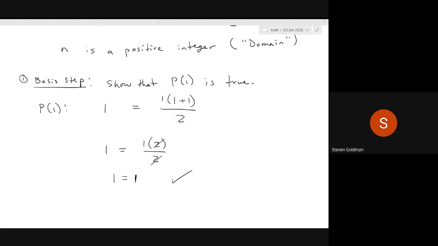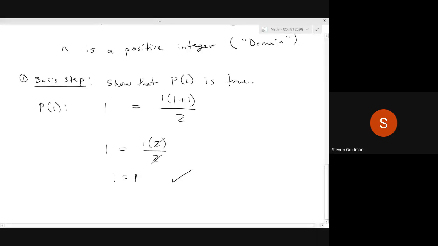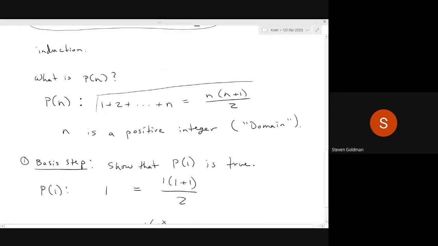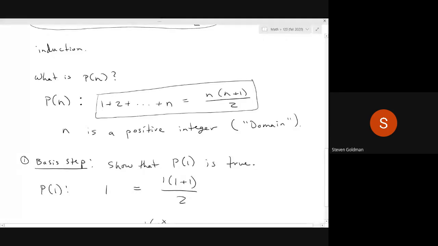Why is the left side 1? Let me explain that again. P of n is a summation formula. The left-hand side is the sum of the first n positive integers, meaning I start with 1 and add 1 plus 2 plus 3 plus 4 plus 5, and I stop whenever I get to n. If n is 1, I start at 1, and I'm already at 1, so I stop at 1. So it's not 1 plus 2, it's just 1.